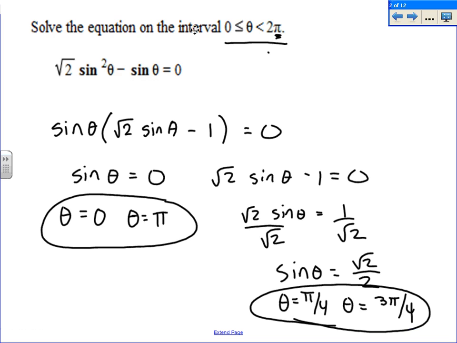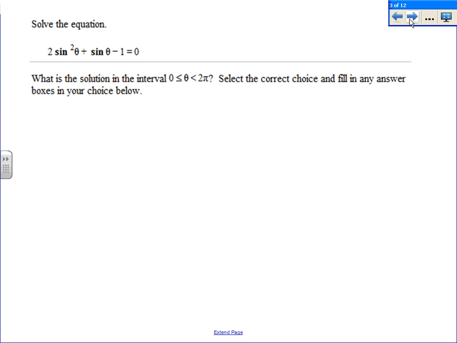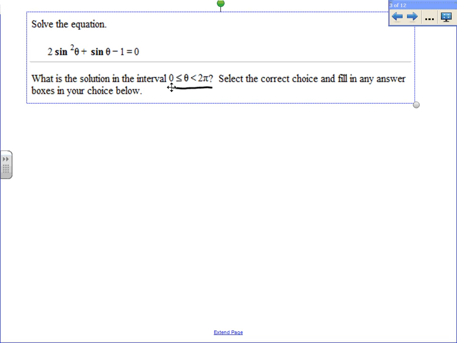Okay, let's look at the next one. Okay, now let's see if you can spot a strategy I could use here. So I'm solving this equation. Again, I'm only looking from 0 to 2 pi. So you have 2 sine squared theta plus sine theta minus 1 equals 0.